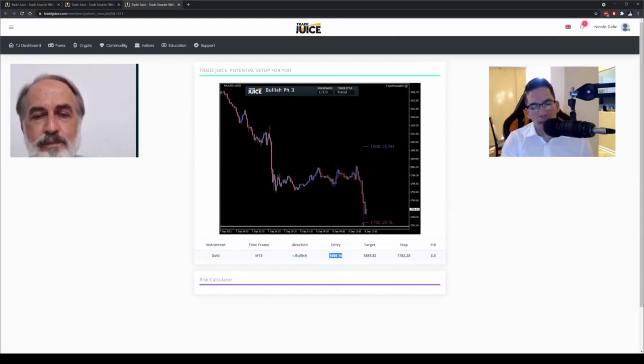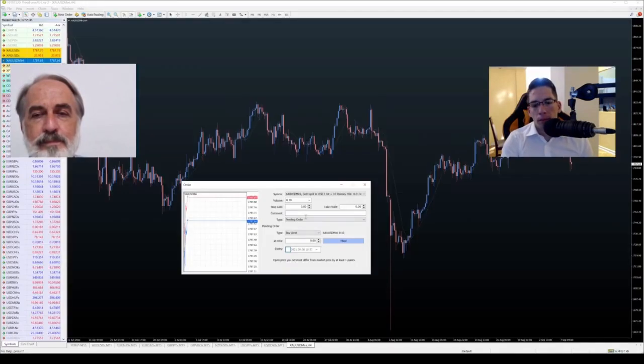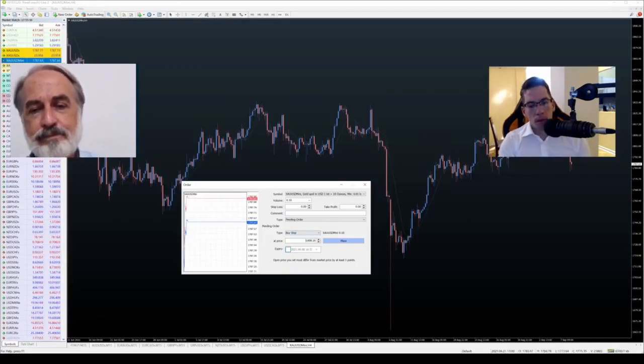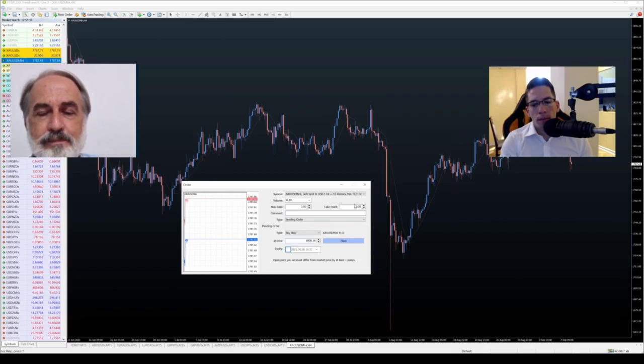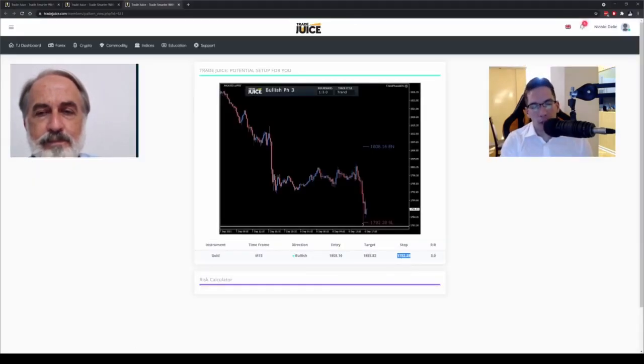So we just need to copy the entry price. After that, we are just going to copy the target price. Copying to take profit, and finally the stop loss.